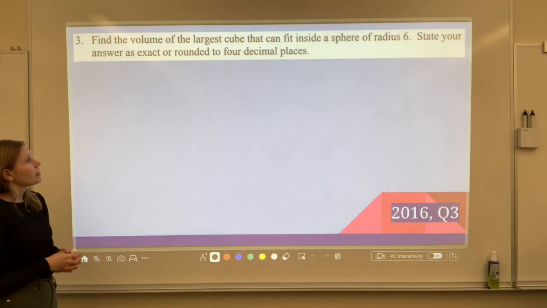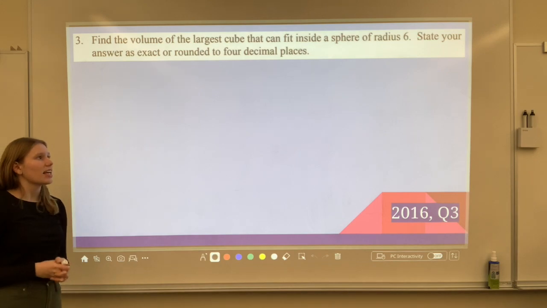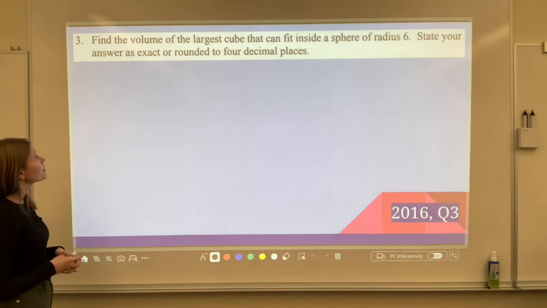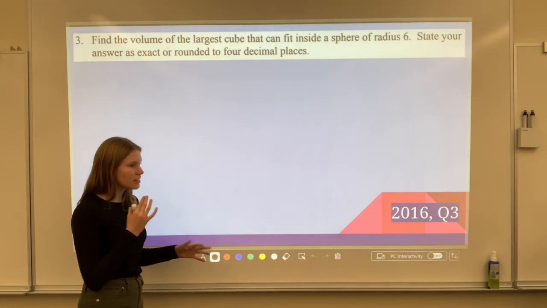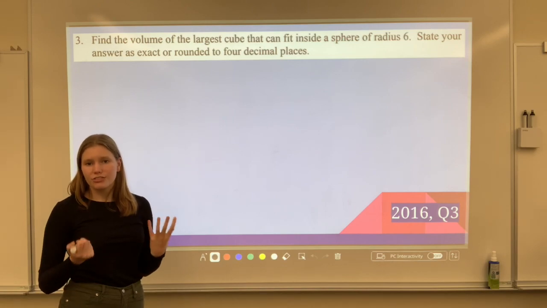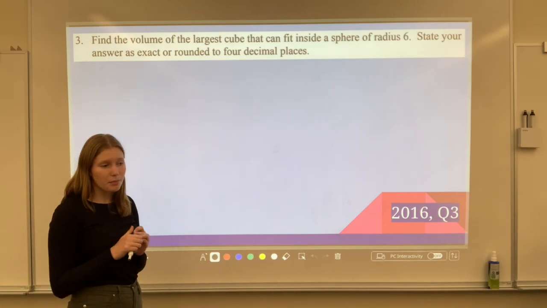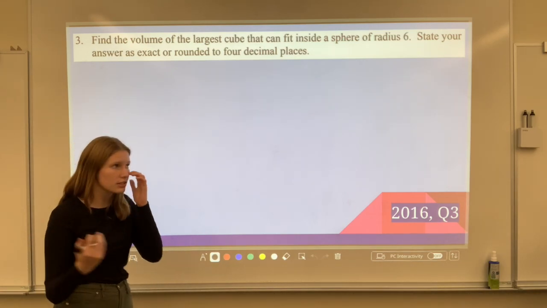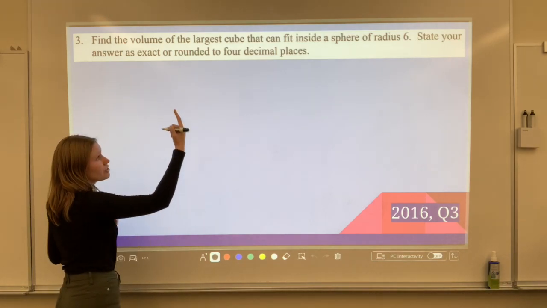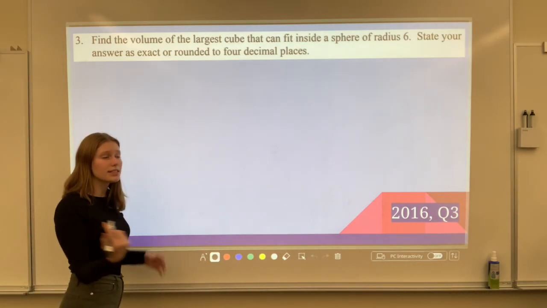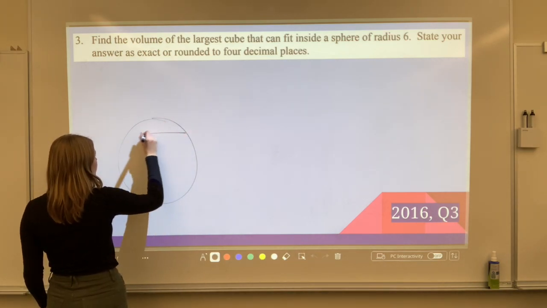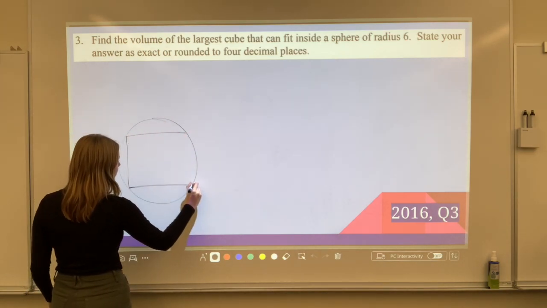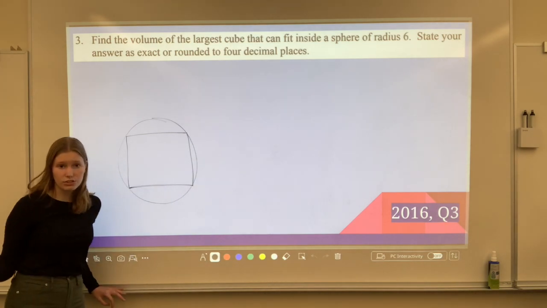Find the volume of the largest cube that can fit inside a sphere of radius 6. State your answer as exact or rounded to 4 decimal places. Okay, again, this is another pretty weird one to visualize. So I'm going to start by thinking about it in 2 dimensions. Let's say instead of sphere it said circle, and instead of cube it said square. So we have our circle, and we have the largest square that can fit into this circle.